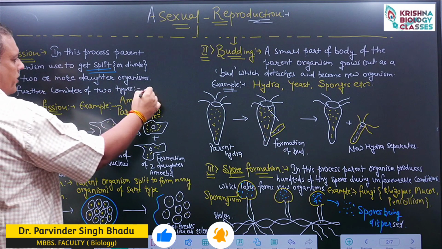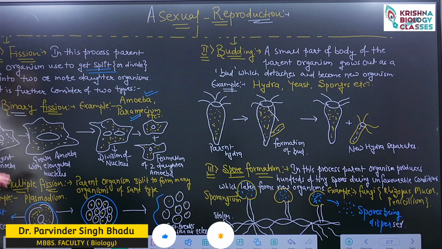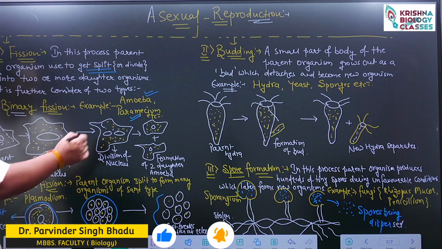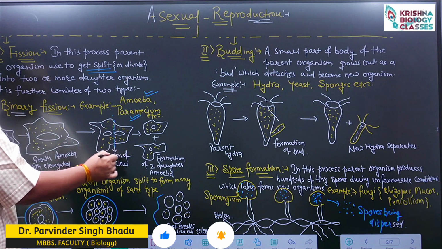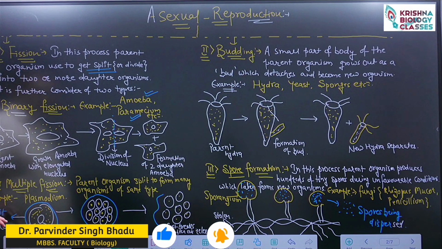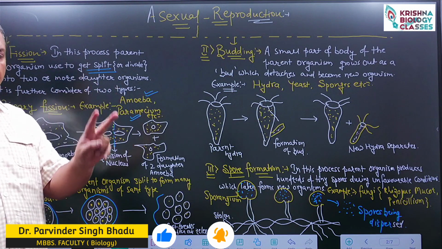Such mode of reproduction is present inside organisms like amoeba and paramecium, in which the parent amoeba grows and elongation of the nucleus takes place. After that, the nucleus divides, and finally the cytoplasm divides, which leads to the formation of 2 daughter amoeba. This is binary fission, in which the organism is splitting into 2 daughter organisms.